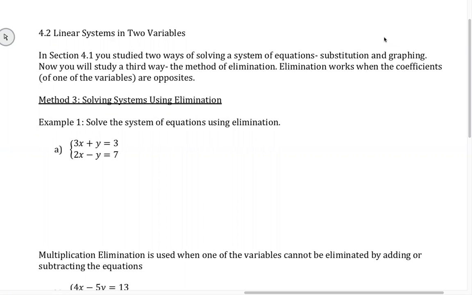Okay, substitution, not so much fun, but it's better than graphing because you can get an exact answer. The problem with graphing is, what if it crosses in the middle of a box or in the side of a box? You don't know if that's 1.7 or 1.5. You can make a guess, but you don't know exactly. But with substitution, you get an exact answer. It doesn't matter if it's a decimal or a fraction. You get the exact answer every time, and that's what makes substitution better.